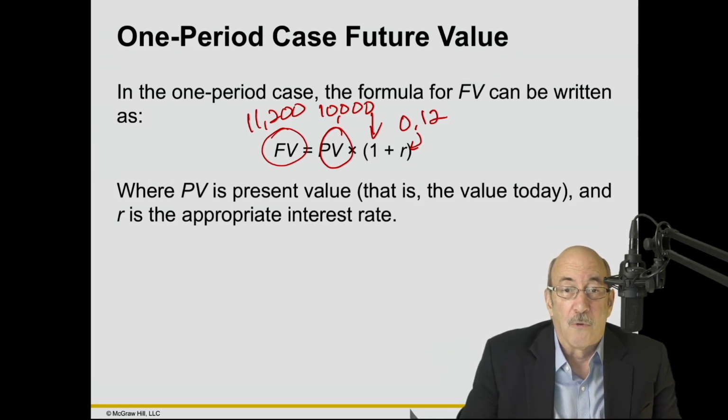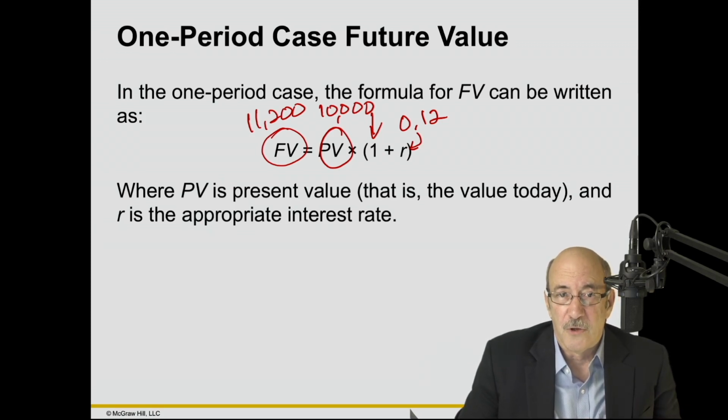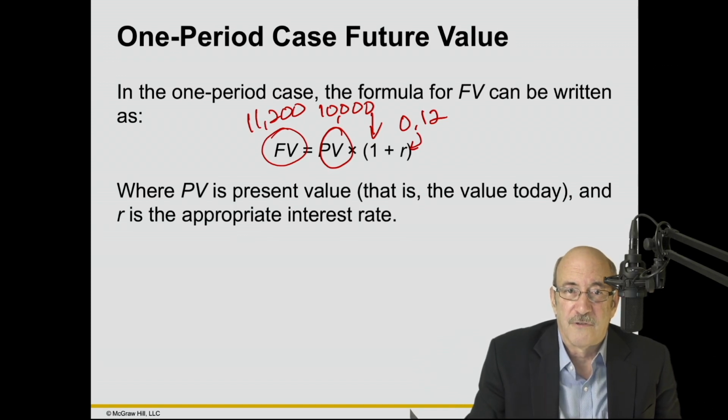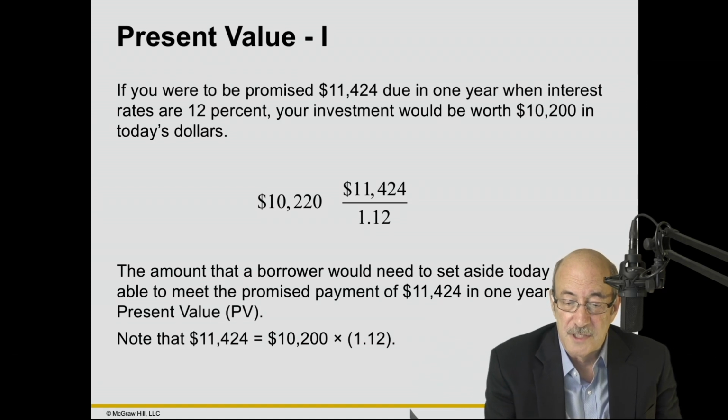All right. Now, we can also reverse this and come up with what a present value is. A future value is known. We want to figure out what a present value is. We just move things around in this equation. And we have something like this. So if you were to be promised $11,424 due in 1 year, when interest rates are at 12%, your investment would be worth $10,200 in today's dollars.